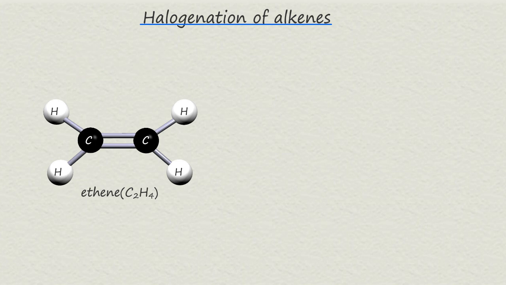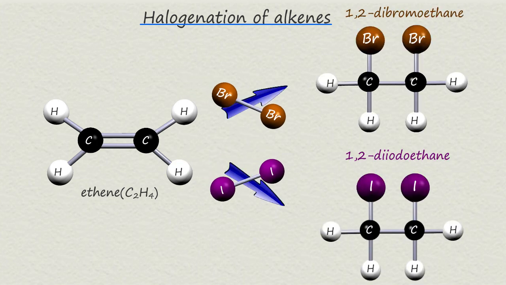Similar reactions can also be carried out using the halogens bromine and iodine to form dibromoethane and diiodoethane. Obviously, other unsaturated alkenes other than ethene can also be used to carry out these reactions.